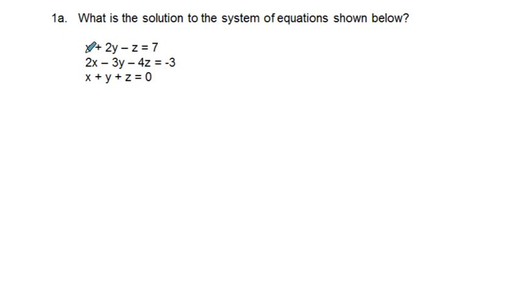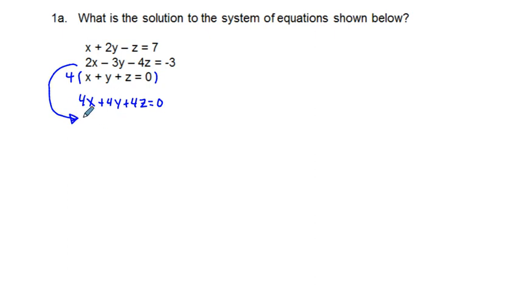Here we have a system with three equations and three unknowns. I'm going to do two things. First I'm going to solve this system by elimination, and then afterwards I'm going to show a matrix calculator solution. If we multiply this bottom equation by 4, we get 4x plus 4y plus 4z equals 4 times 0, which is 0.